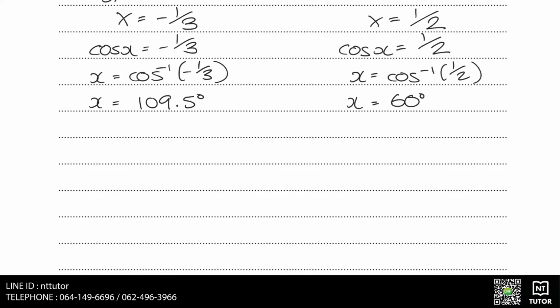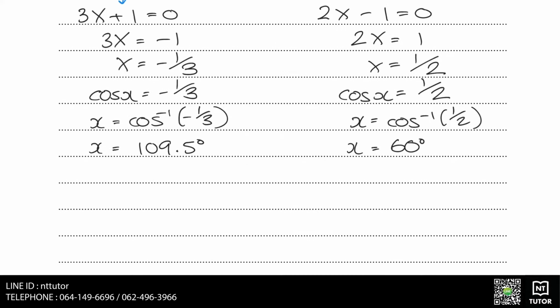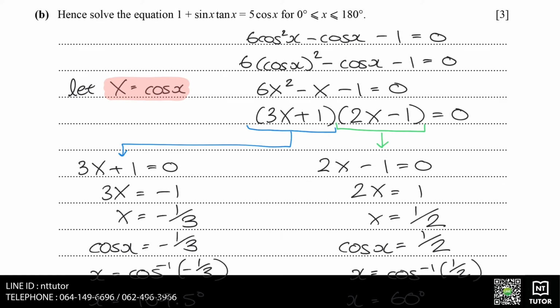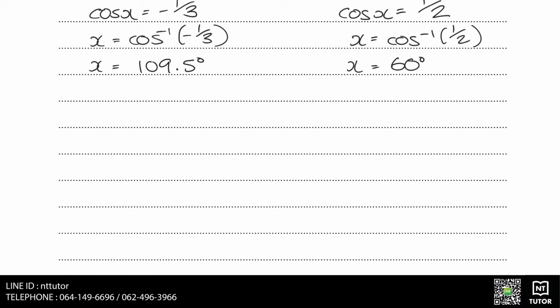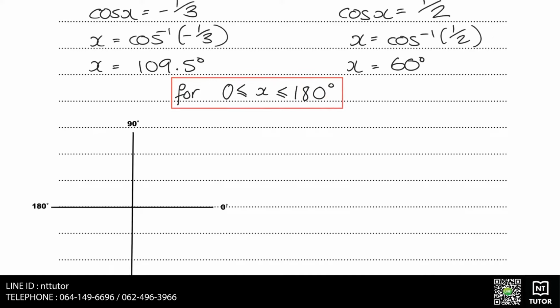But whenever we do inverse cos, inverse sine, or inverse tan, there also might be other answers depending on the range of x. The question states that the range for x is from 0 to 180 degrees, so we should be searching for other angles that give the same cos value from 0 to 180 degrees, and we can use the unit circle to do this.